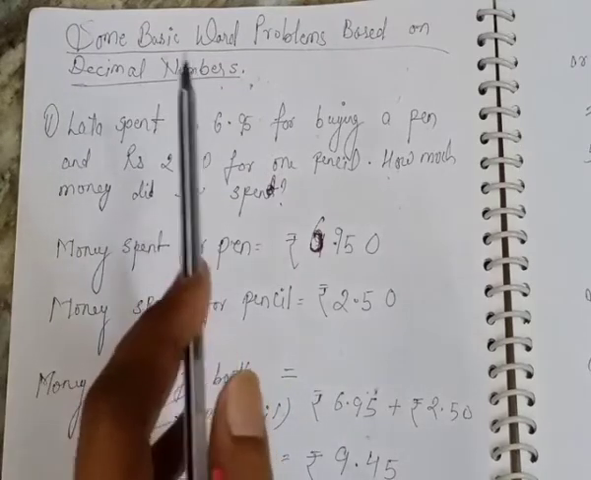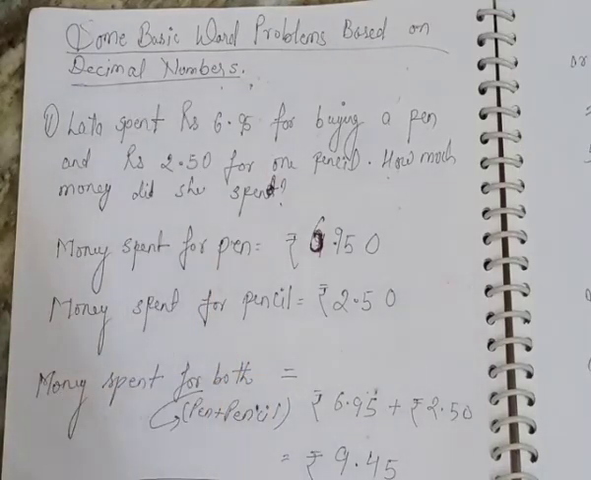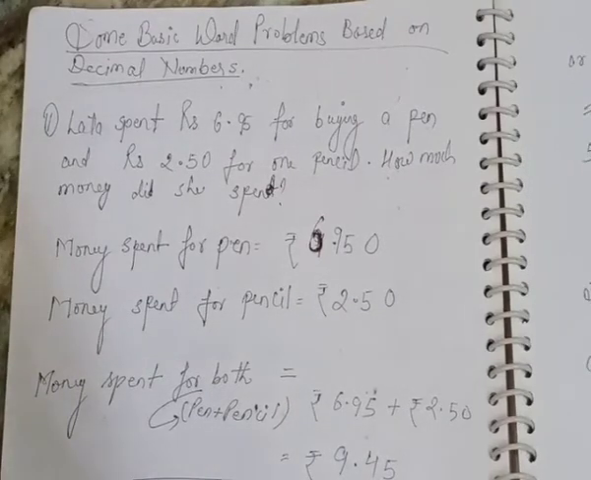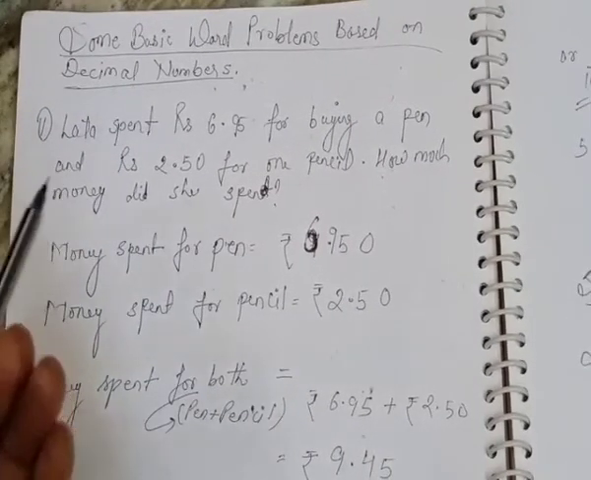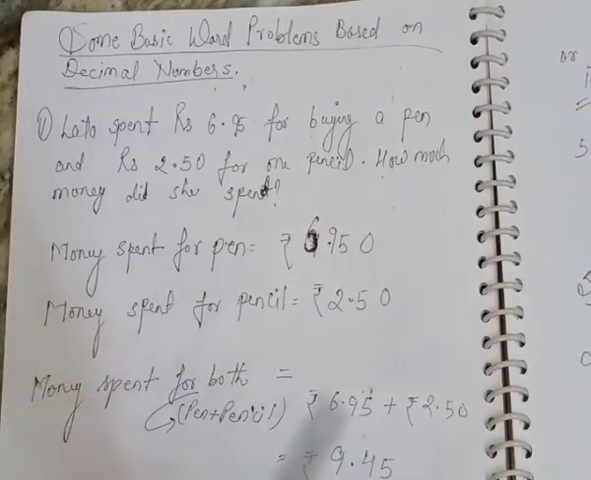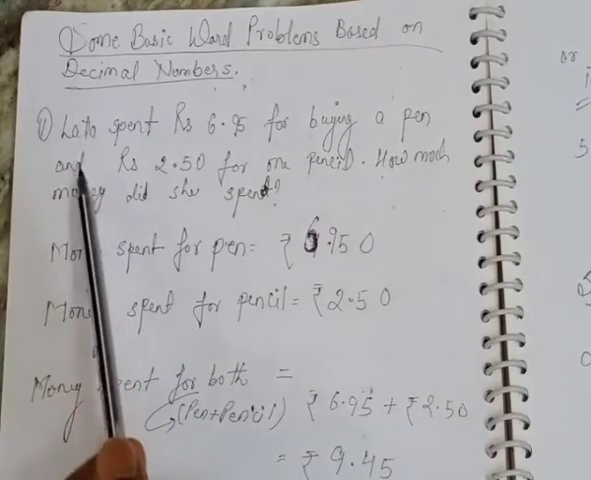Today's topic is some basic word problems based on decimal numbers. So let's get started. I have written example number 1 over here. So what is example number 1?